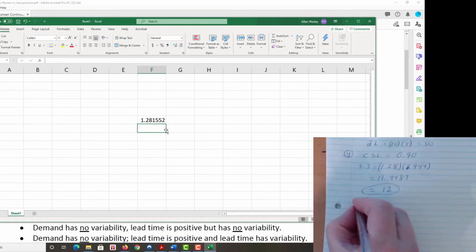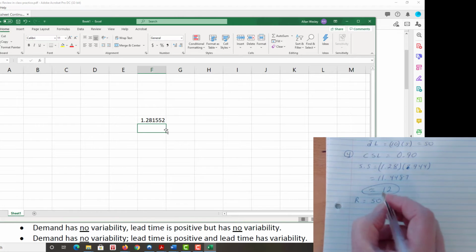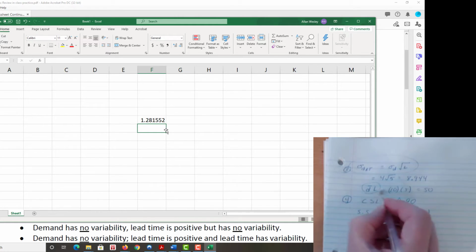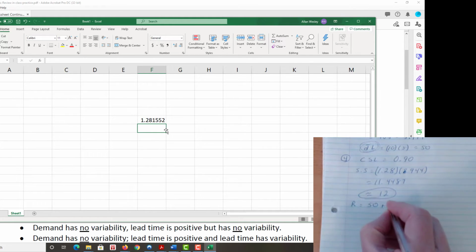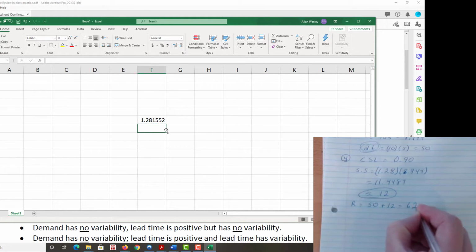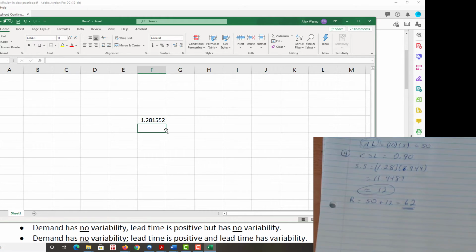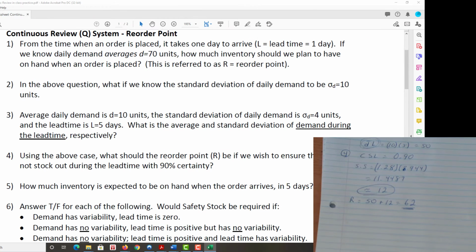We're not done yet. Reorder point is that 50, right? The D bar L. Had that from before. Plus the 12, and that equals the 62. Okay. Bye-bye, Excel. Okay, so not so bad, right?